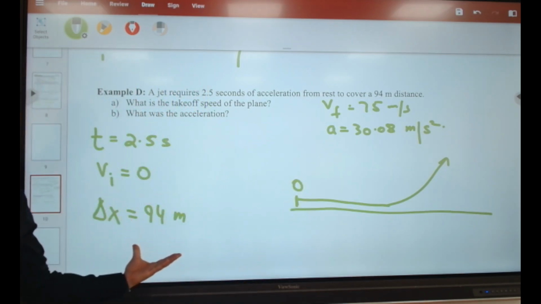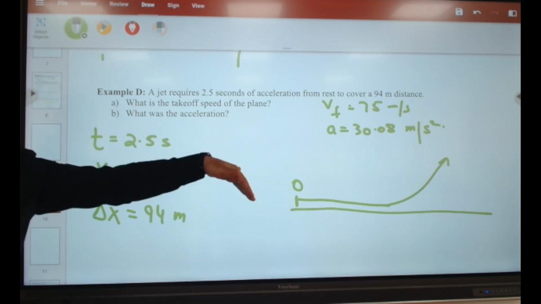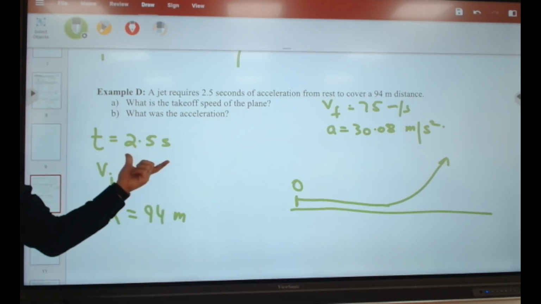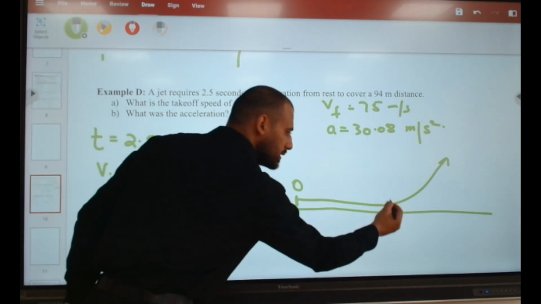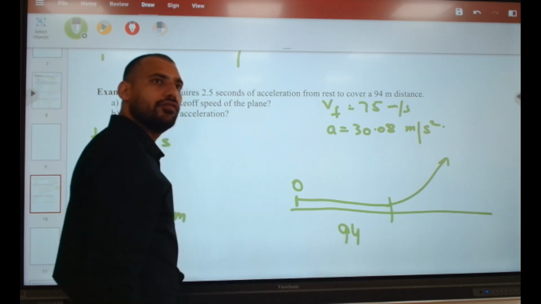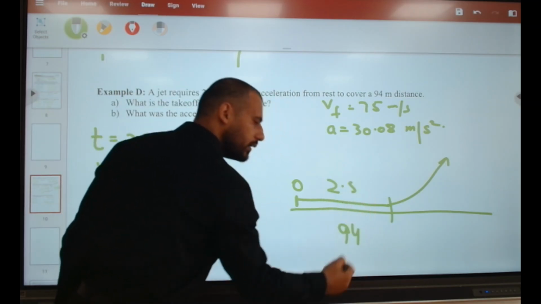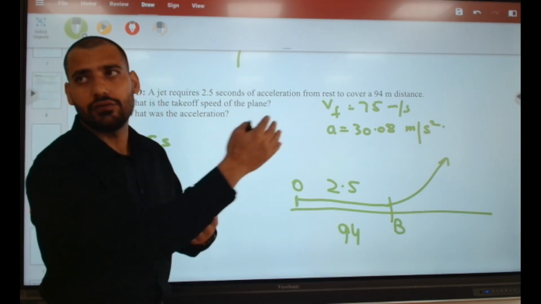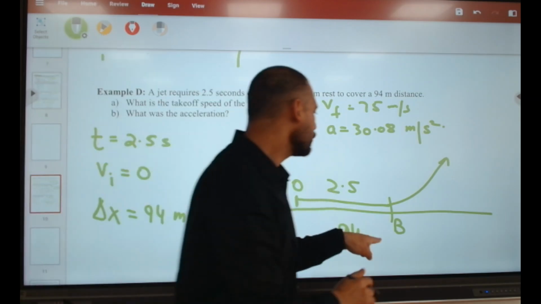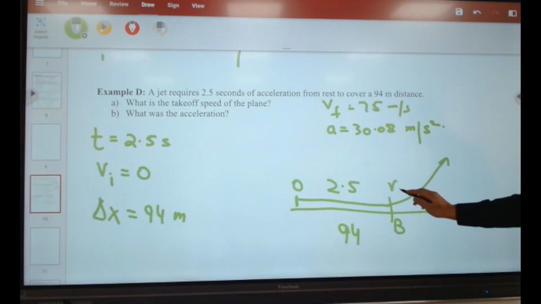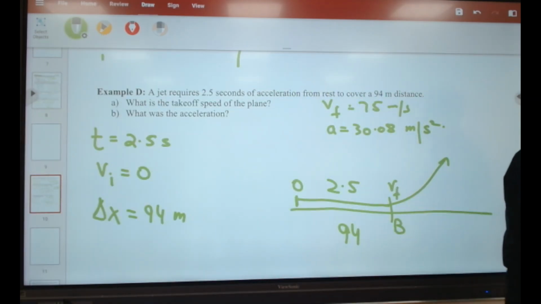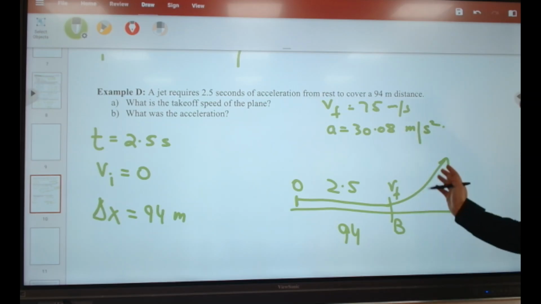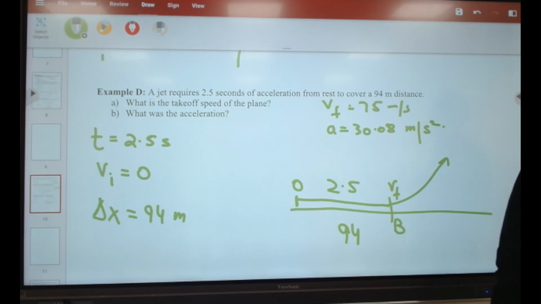The question is for 94 meters, it travels. And the time taken is 2.5 seconds. So, that means this distance is how much? 94, and the time taken is what? 2.5. Isn't it? And when it reaches point B, it gains enough speed to take off. Is that clear? So you have to find the takeoff speed, that is the speed which it will have at 94 meters. Is that fine? At point B. Clear? It's very important for you to understand that you need to make these diagrammatic representations.